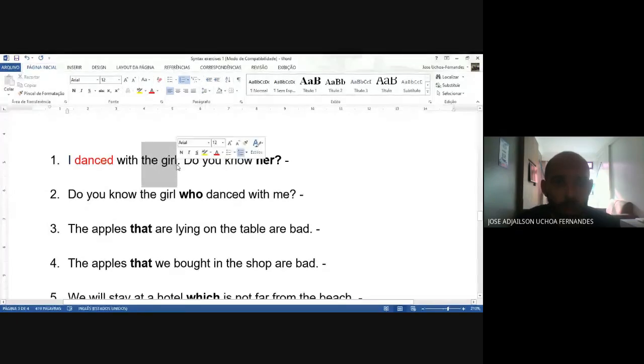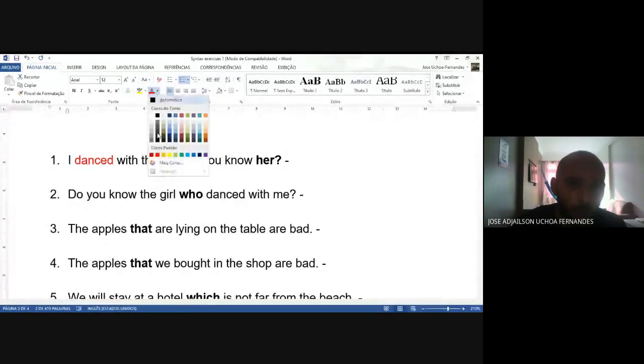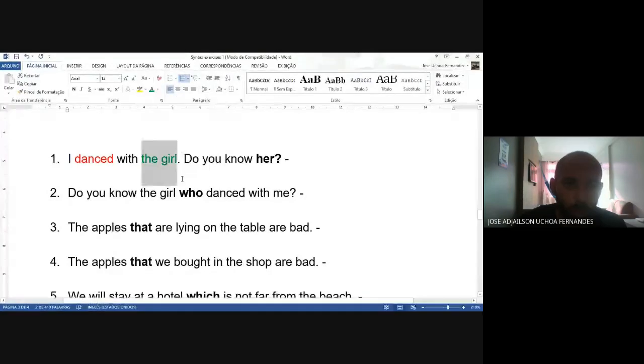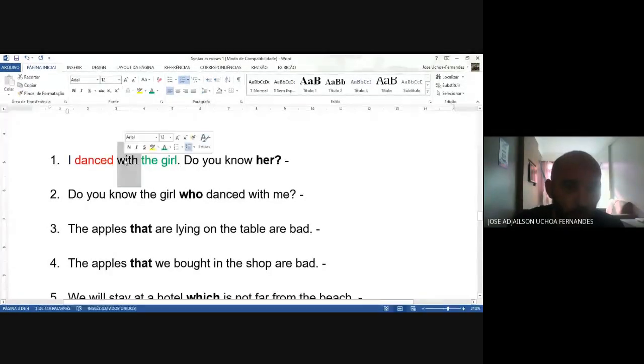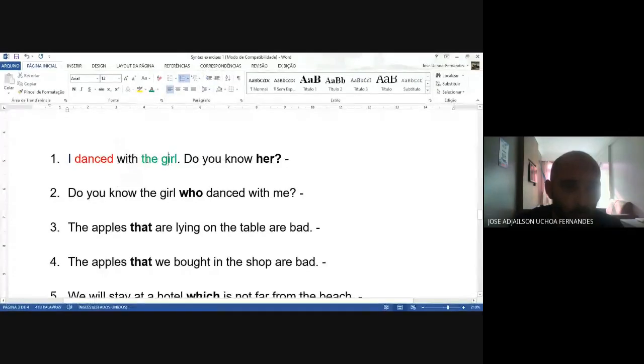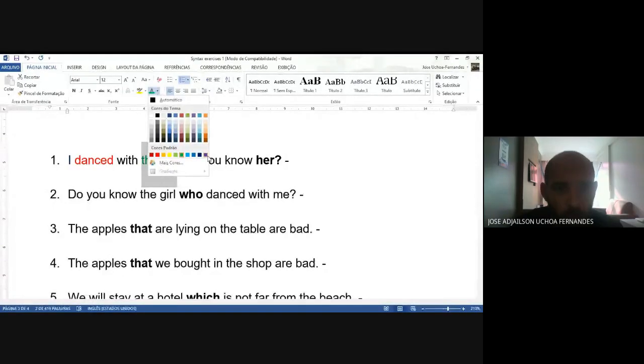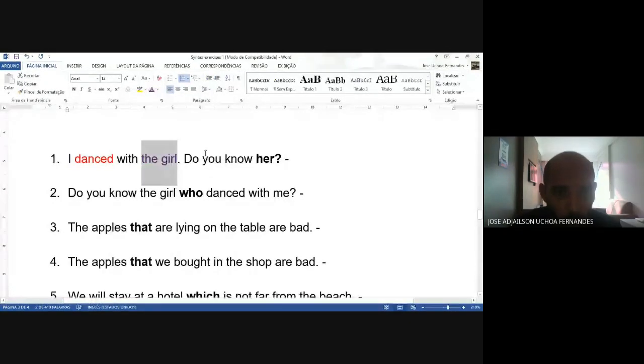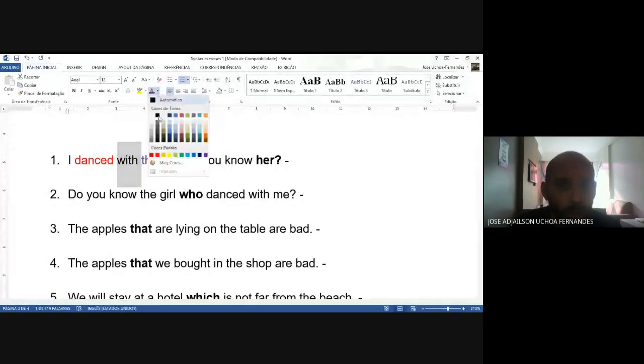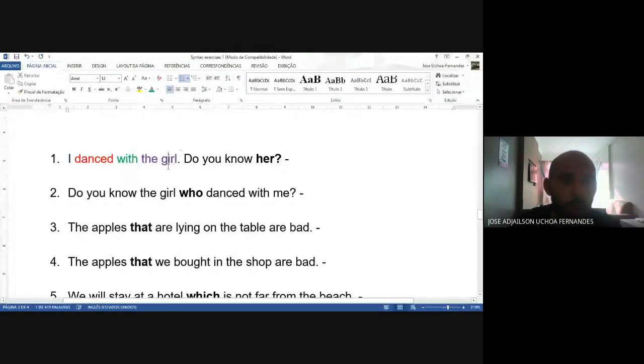Now, what is the function of the girl? It's the object. Direct or indirect? Indirect. Indirect because of with. Okay, with is a preposition. So let's use the same color standard I used in the other exercise. Let's put the indirect object in purple, and the preposition in green. Right.